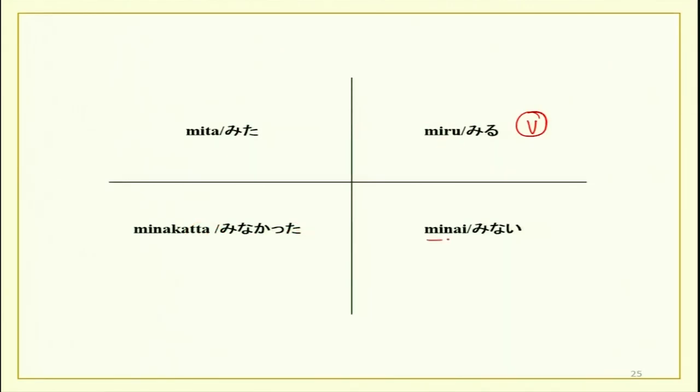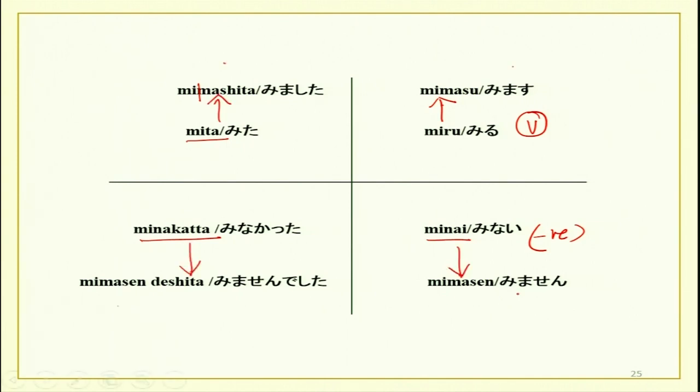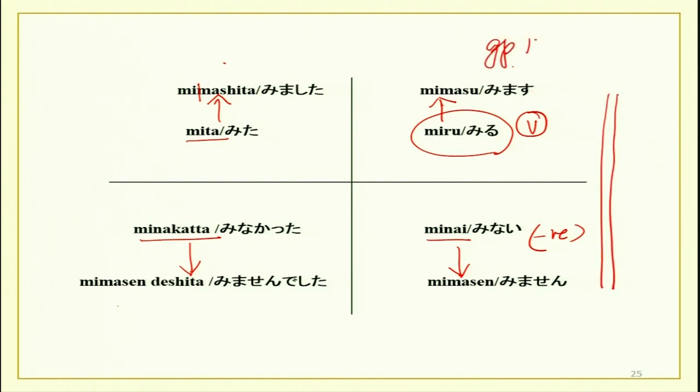Now, this is verb, plain form. Miru, minai, mita, and minakatta. Present, negative present, past positive and past negative. I am giving you very, very simple words, not the dictionary words, so that it is easy for you to understand what is written. Now, look at this very carefully. Miru is mimasu, mimasen, mimashita, and mimasen deshita. So, try to remember your verbs like this, so that you can make all these eight forms easily. Which group does it belong to? This is group 2, of course.